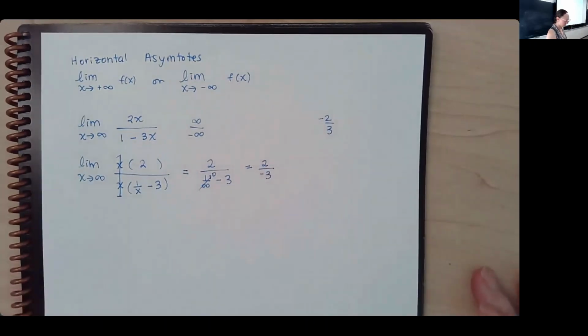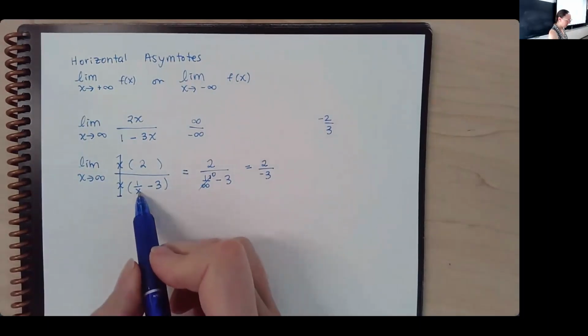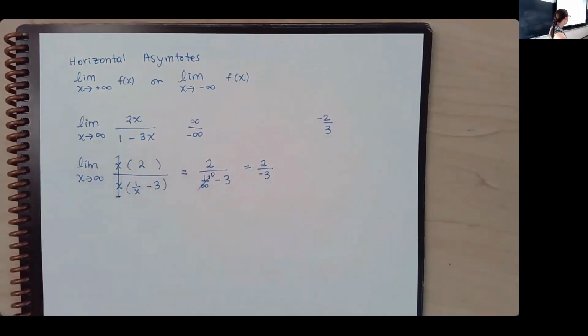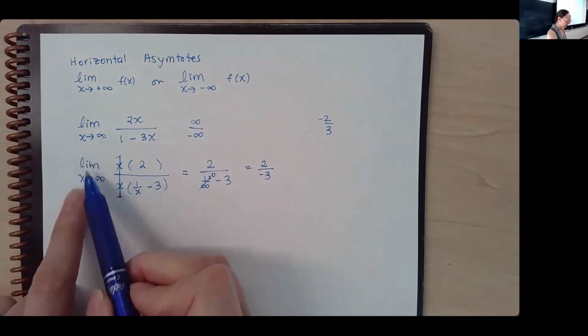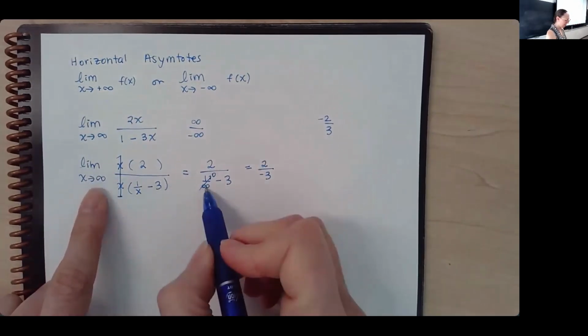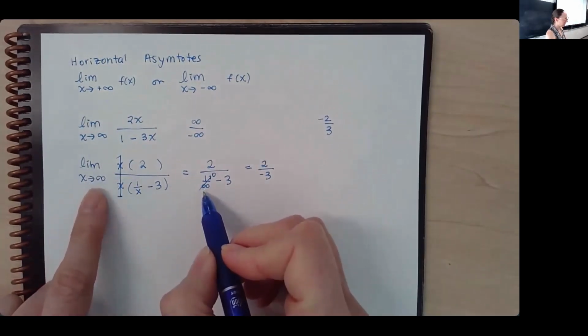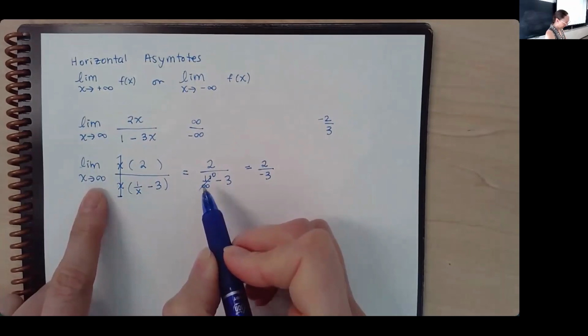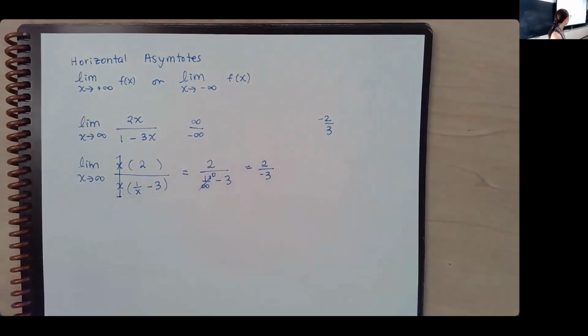Question. Why do they change that x? Lost. This one? Yeah. The way that I evaluate a limit is by plugging the number in. Since I'm taking the limit as x approaches infinity, I'm plugging infinity in. If it was x approaches 5, I'd plug 5 in. Wherever that limit is headed.